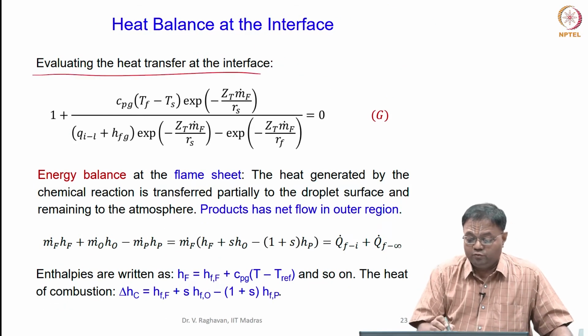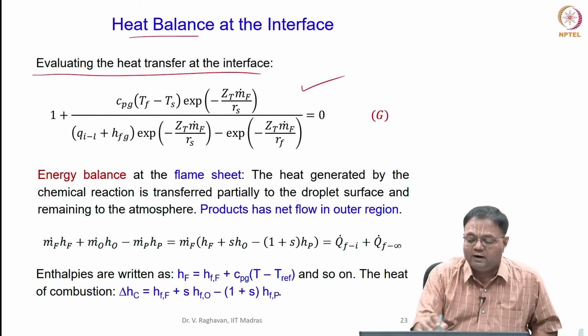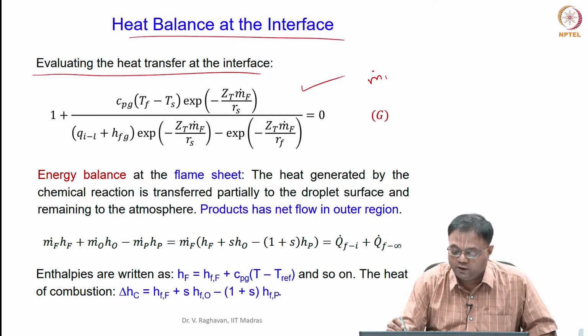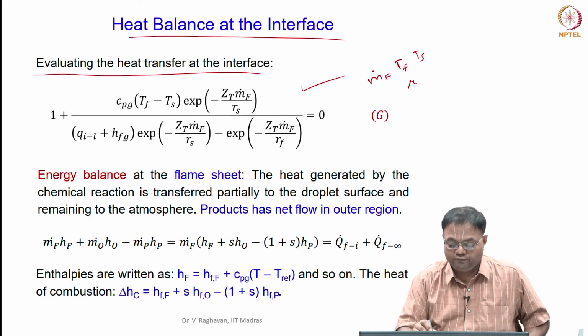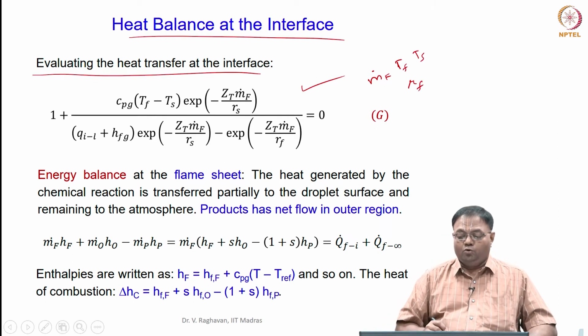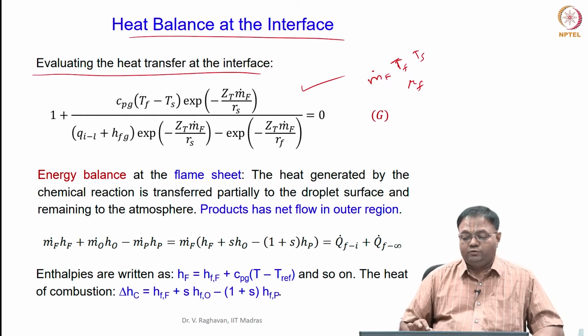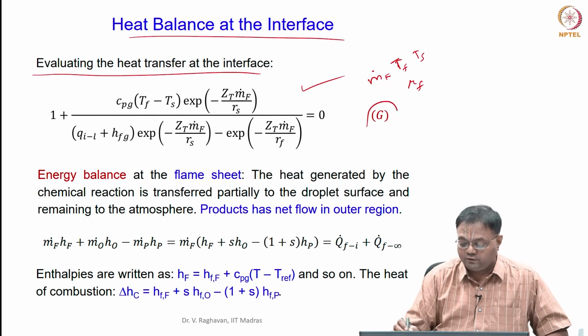So this is the equation which is representative of the heat balance at the interface. You can see the unknowns are m dot f, T_f, T_s, and r, which is not r_s but r_f here. So these are the unknowns in this: flame temperature, surface temperature, r_f and m dot f. So this is the third equation we have generated.